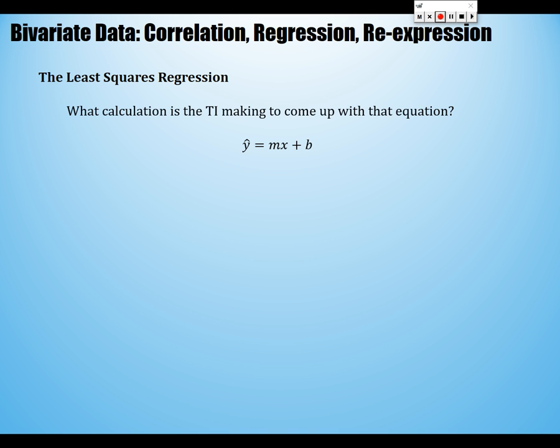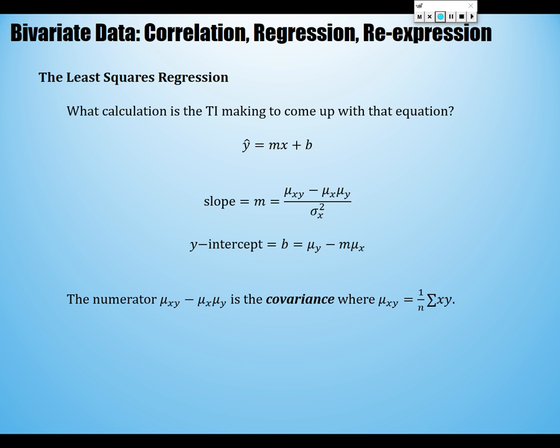So first of all, where does the calculator come up with that equation? The slope and the y-intercept are calculated in this way. And many of these symbols should be recognizable to you. Now the subscript is necessary, you can imagine, because we've got two sets of variables. So mu x, mu y, you can see why that's necessary, because there's a mean associated with the x values and a mean associated with the y values. So that's where these come from. Sigma x is, of course, the standard deviation, or sigma x squared would be the variance of the x list.